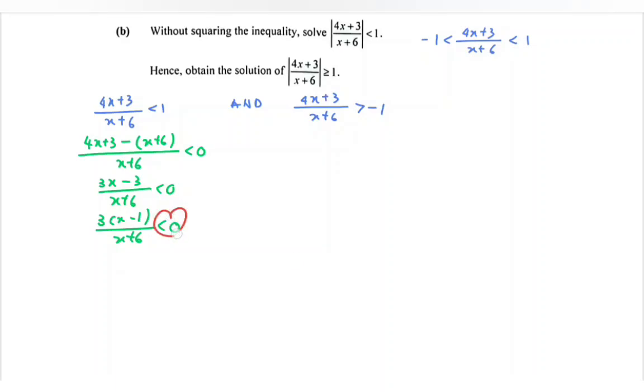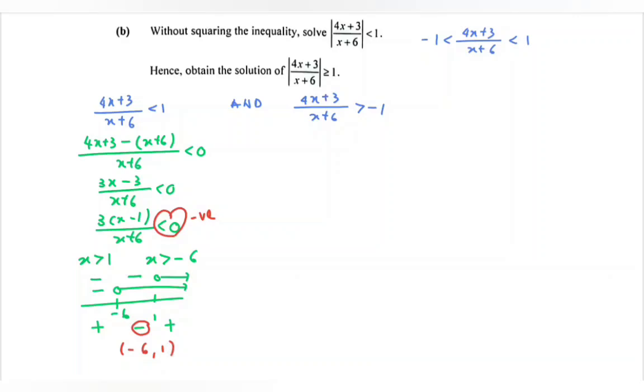So determine the sign, we have the negative sign. Then x greater than 1, x greater than negative 6, because we assume always positive. Illustrate the situation in the real number line, we have negative 6 and also 1. So here we have the negative, negative, negative. So here we have the positive, negative, and then the positive. The sign that we want would be the negative sign. So we have negative 6 until 1, where negative 6 and 1 are not included.